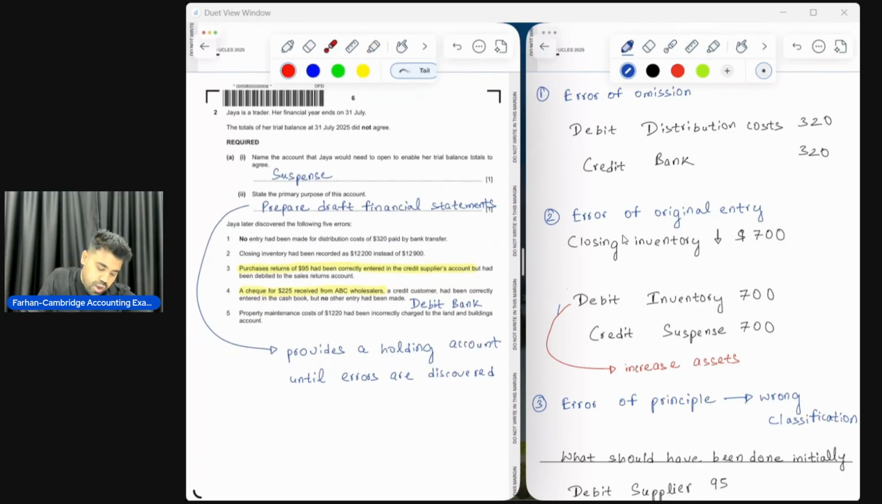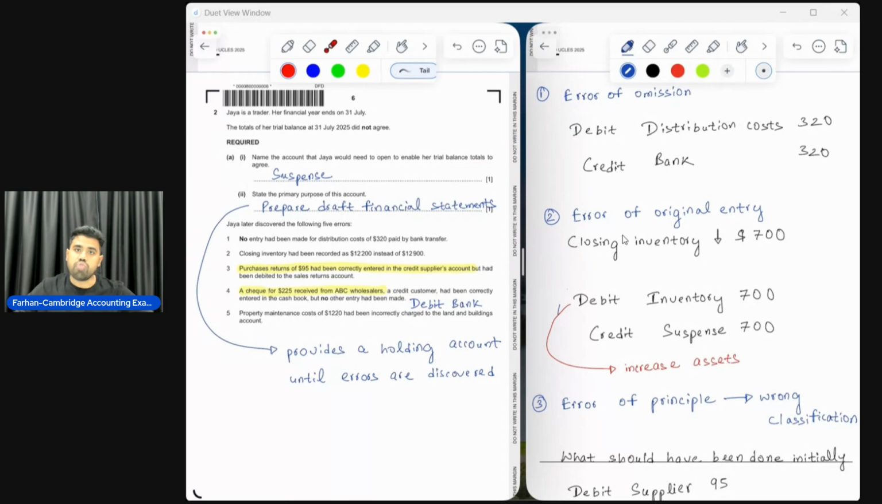Jaya is a trader. Her financial year ends on 31 July. The totals of a trial balance at 31 July 2025 did not agree. The first requirement is to name the account which Jaya would open to enable her trial balance totals to agree. So it is always the suspense account.